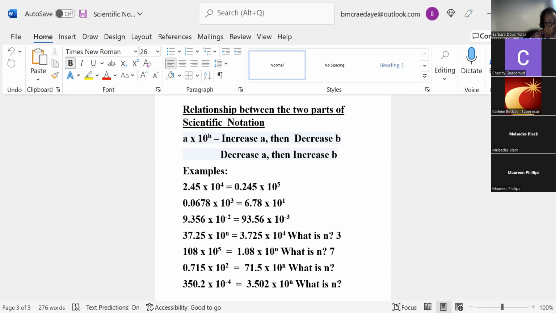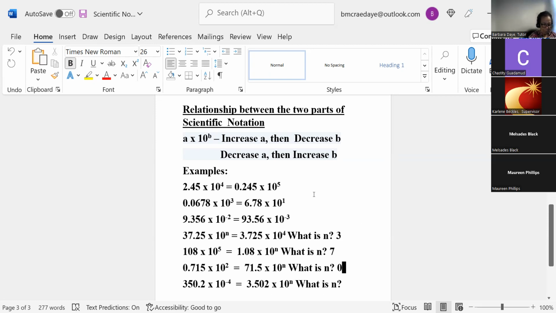Is 3. No. Decrease. What's 2 minus 2? 0. Right? Yes, it went up by 2, from 0.715 to 71.5. That's increasing this number by 2. So I have to decrease my power by 2. 2 minus 2 is 0.